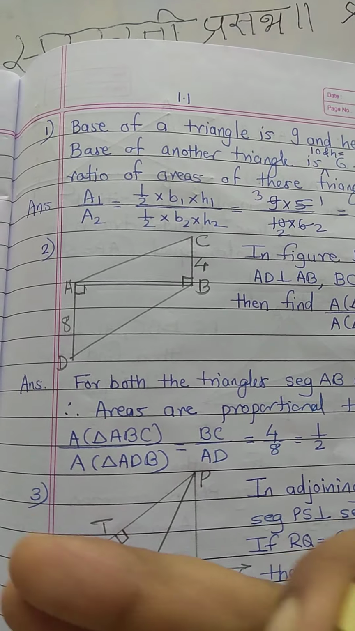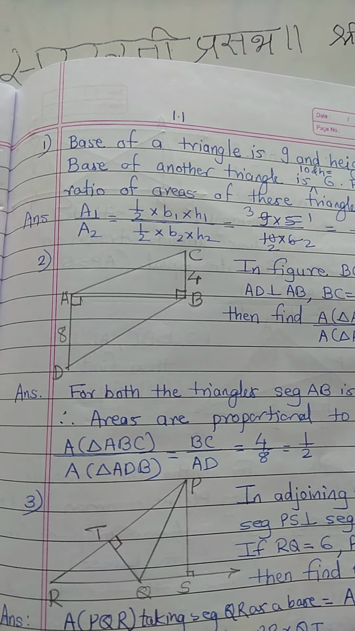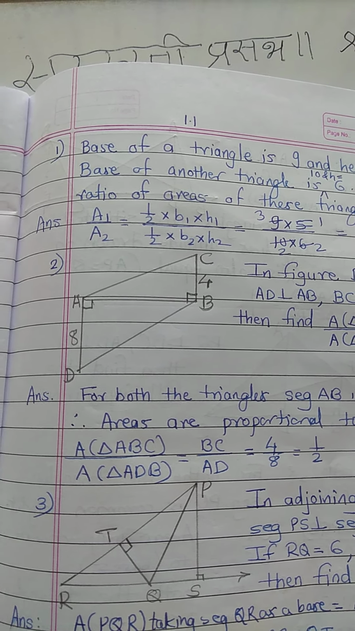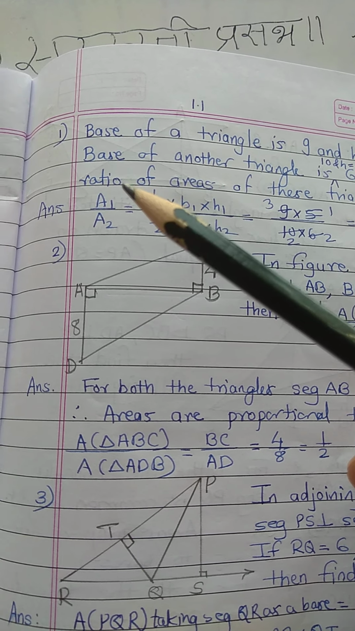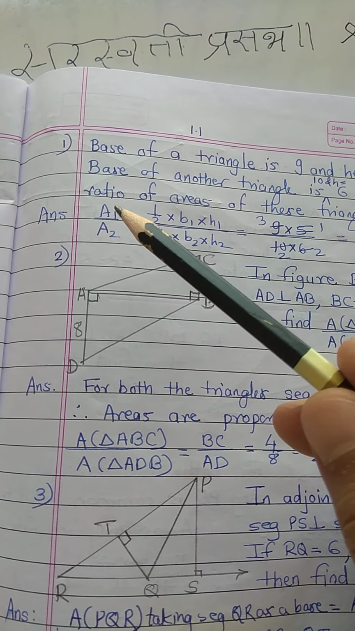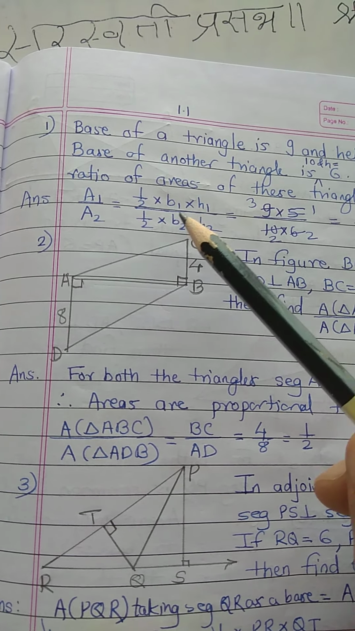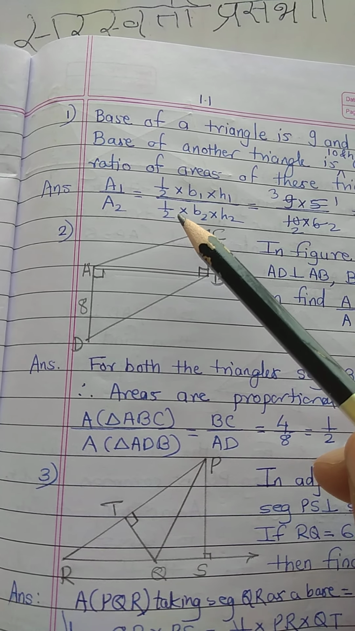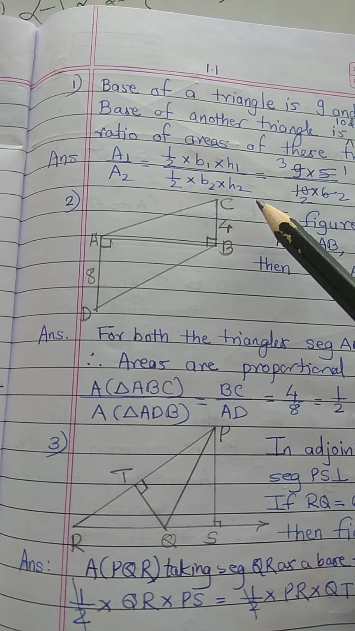Exercise 1.1. Base and height of the triangles are given. For the two triangles we have base and height. Then we want to get the value of their ratios. Area upon area, that is A1 upon A2, equal to 1/2 into base into height upon 1/2 into base into height. 1/2 will get cancelled.